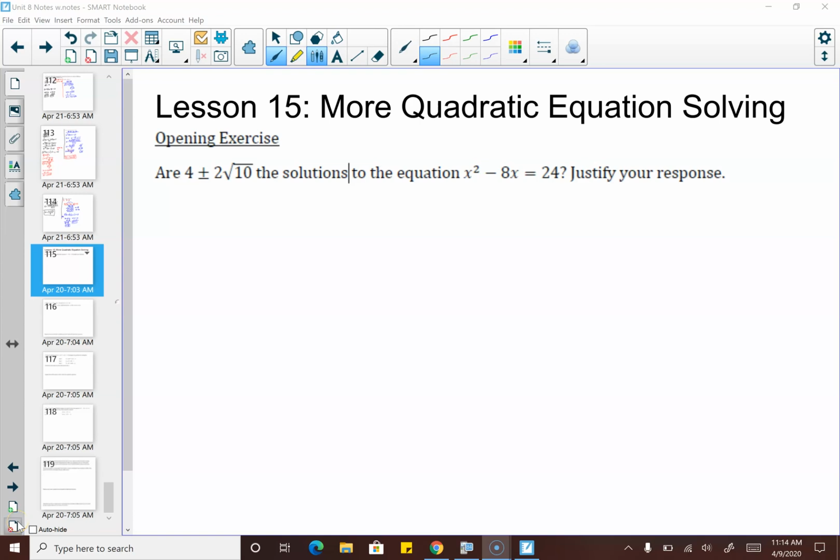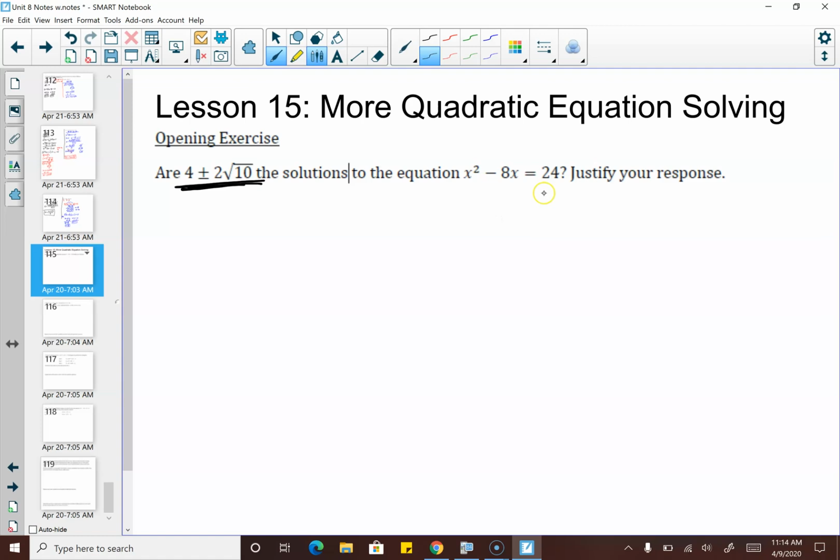For lesson 15, we're just going to sum up and bring together all of our quadratic equation solving. So the opening exercise says, are 4 plus or minus 2 square root 10 the solutions to the equation x squared minus 8x equals 24? So basically, I want to check what the solutions are here. When I see solutions that look like this, I know that factoring would never get me there. So I'm going to have to do either completing the square or the quadratic formula.